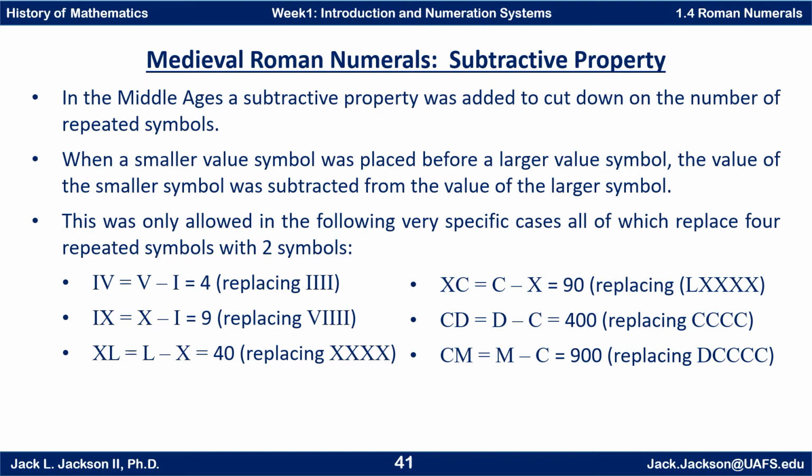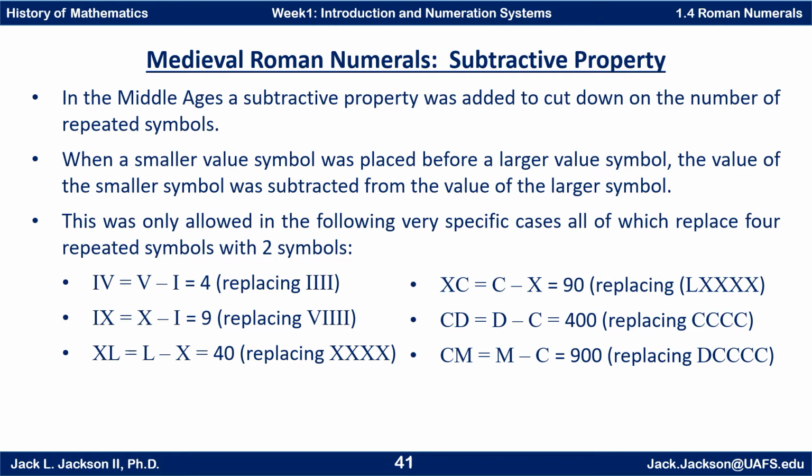The way it works is they placed a lower valued symbol before, to the left of, a higher valued symbol. The value of this combination of 2 symbols was the value of the larger valued symbol minus the value of the lower valued symbol. However, this was only allowed in very certain combinations. All of these end up replacing 4 repeated symbols with two different symbols. Notice that these occur where we would use a 4 or 9 in Hindu-Arabic numerals.